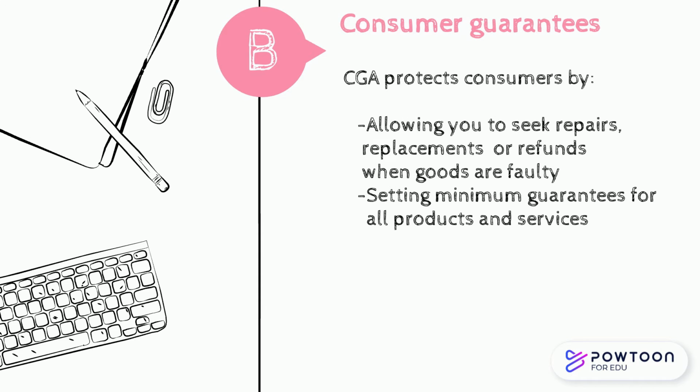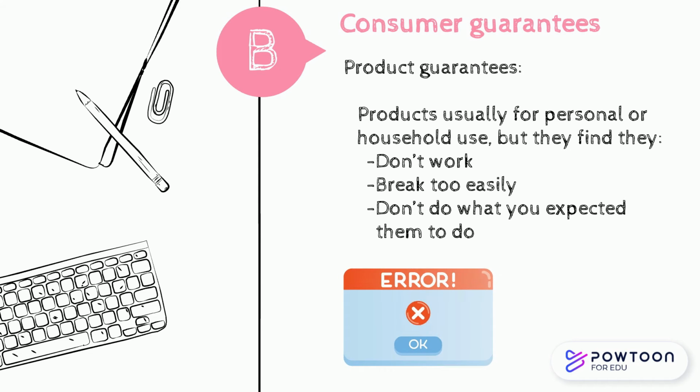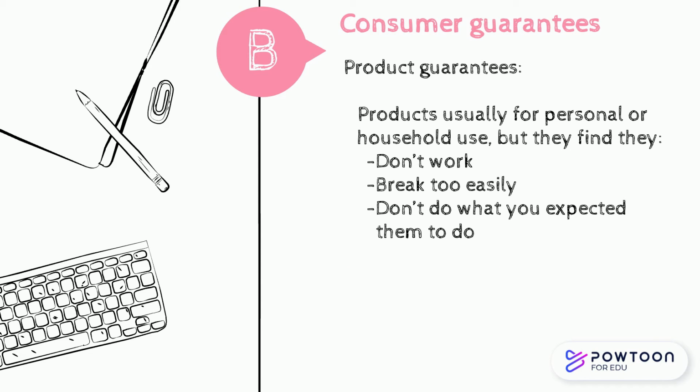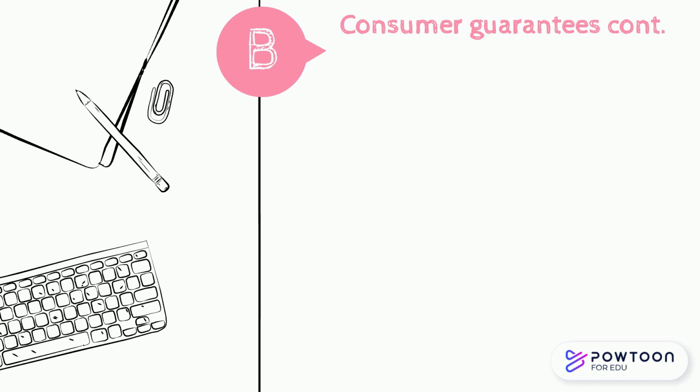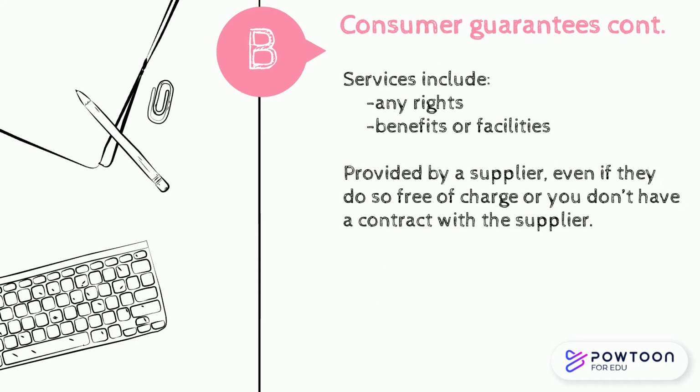CGA protects consumers by allowing you to seek repairs, replacements, or refunds when goods are faulty and setting a minimum guarantee for all products and services. For product guarantees, this means when products don't work, break too easily, and don't do what you expect them to do. For service guarantees, this is when a business supplies you with a consumer service, for example, household plumbing, haircuts, or fixing your car.